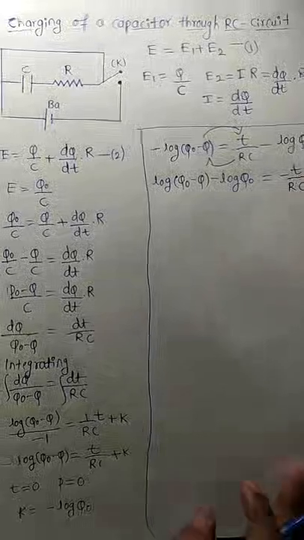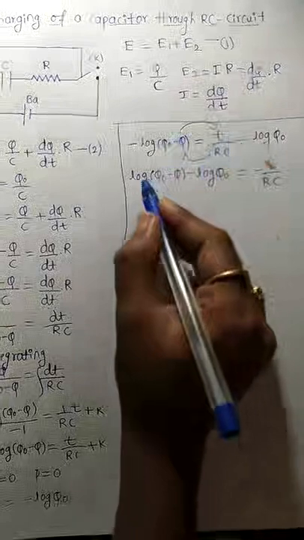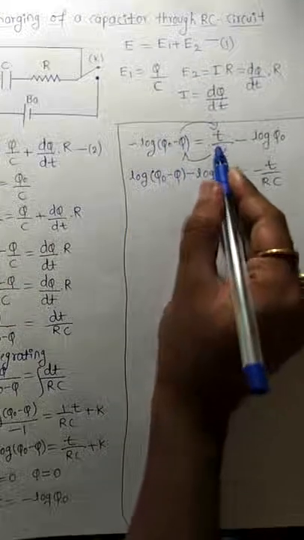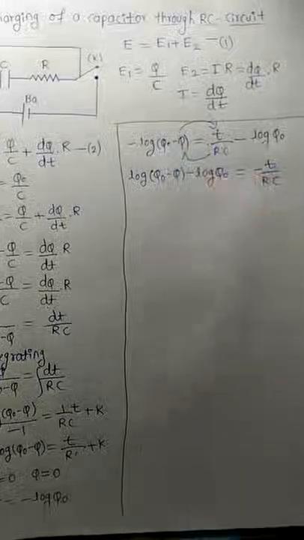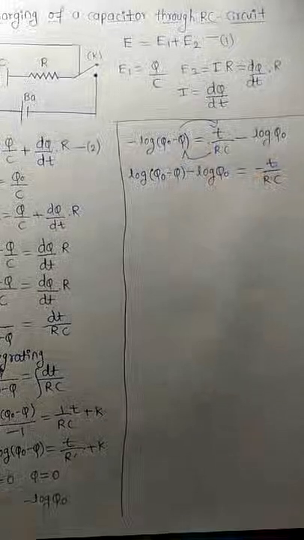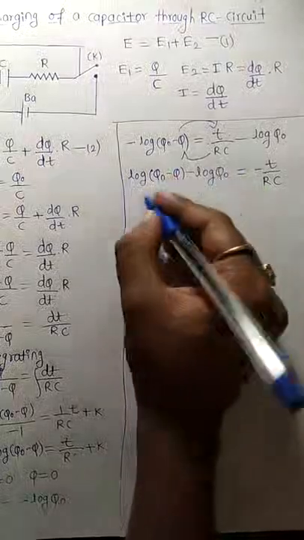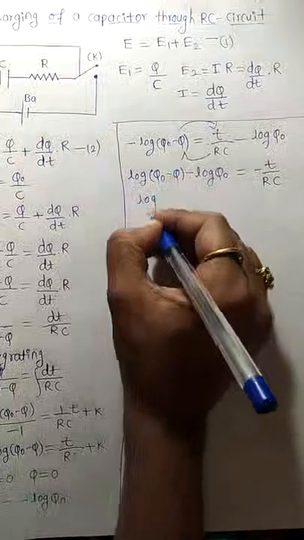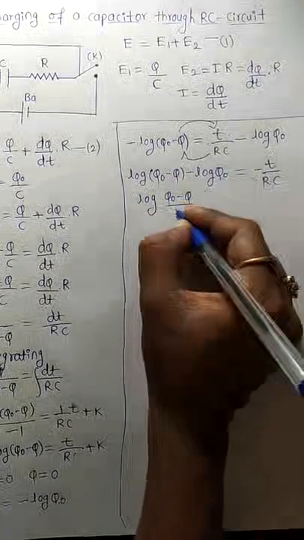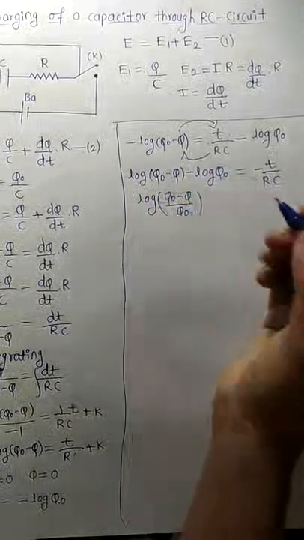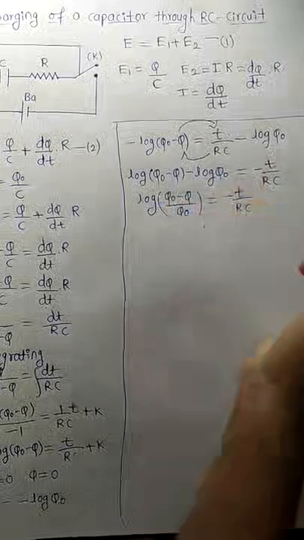Understood? I transferred the terms to this side, so it becomes positive. I wrote that one first, and t by rc goes to this side, so I wrote it as minus t divided by rc. Now, it is like log u minus log v, which is log u divided by v. That is log of q naught minus q whole divided by q naught, which is equal to minus t divided by rc.